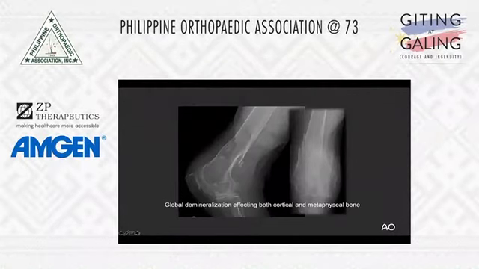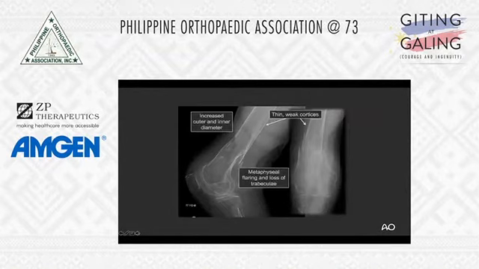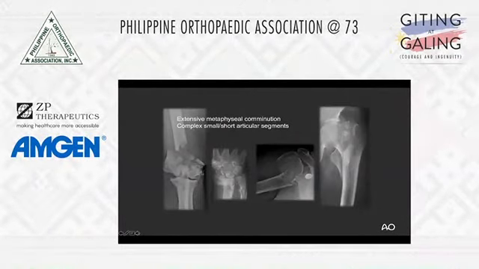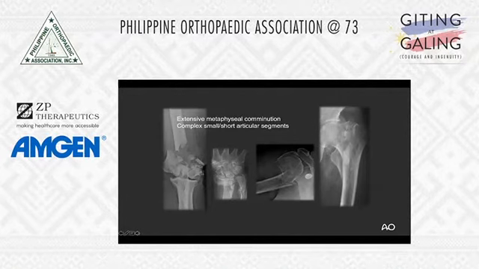Global demineralization affecting both cortical and metaphyseal bone happens in osteoporosis, seen in this picture of an elderly patient with a distal femoral fracture. And you can see the increased outer and inner diameter of the cortex, weak, thin cortices, metaphyseal flaring, and the loss of trabeculae. Fracture patterns usually include extensive metaphyseal comminution with complex, small, and short articular segments as well.